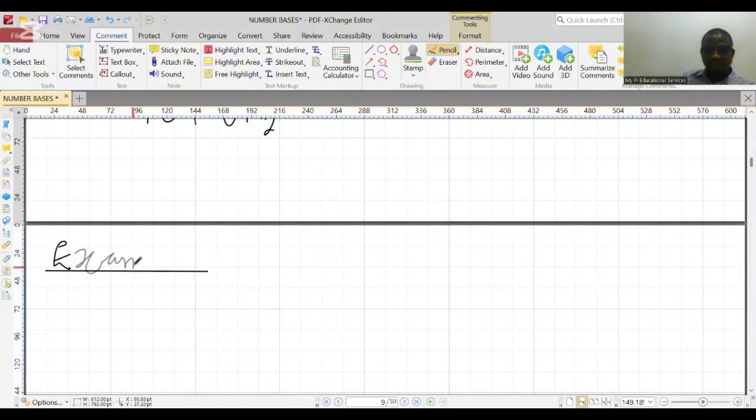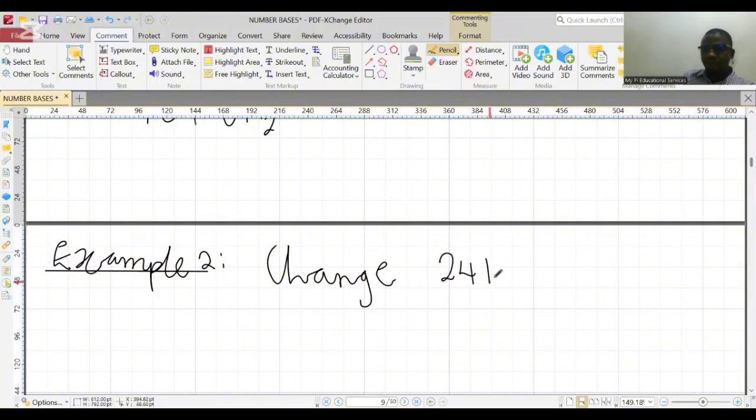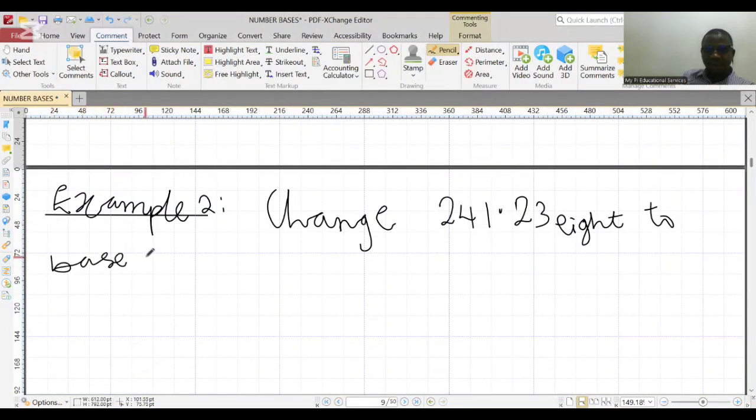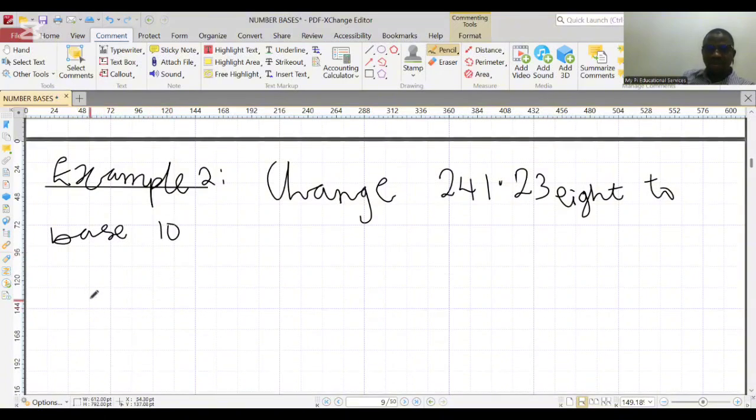Example 2. The question says change 241.23 base 8 to base 10. So as usual, we label our digits. We have 241.23. So the whole number will be 0, 1, and 2. Then the decimal parts will be -1 and -2.